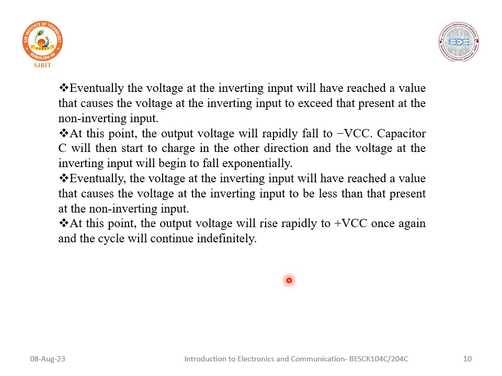Eventually the voltage at the inverting input will reach a value that causes it to be less than that present at the non-inverting input. At this point the output voltage will rise rapidly to positive VCC. Once again the cycle will continue indefinitely, so the process is continuous.